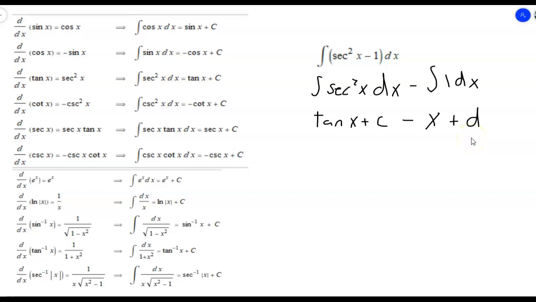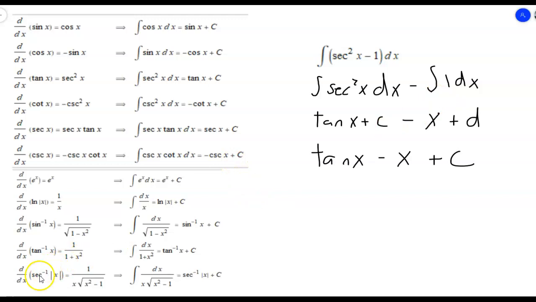Now, one thing that we do, and it often confuses students, is that we're not going to put plus c plus d in our answer, because what is a constant plus another constant? It's still going to be a constant, right? Or even a constant minus a constant still gives us a constant. So unless we're trying to solve for the actual constants, which we are not in this case, we can combine c and d into just one constant. So this would end up being the tangent of x minus x plus c. And that would be your final answer there.